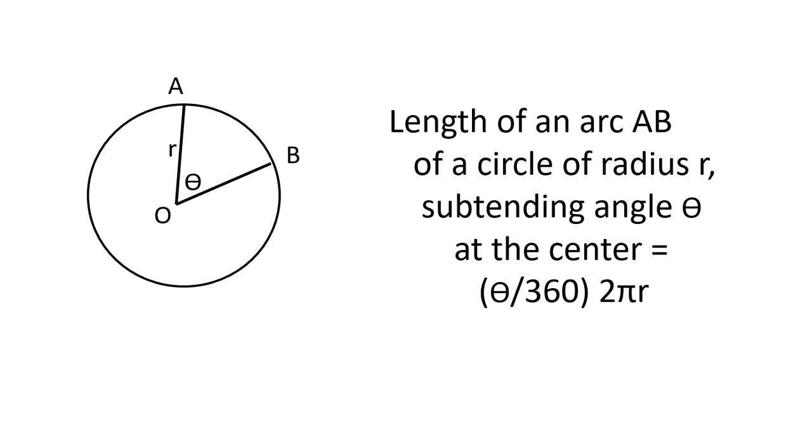That is, if a circle is given as shown in the figure, and AB is an arc of that circle, and r is the radius of that circle, and the arc AB is subtending an angle theta, then the length of the arc AB is given by theta upon 360 into 2 pi r.